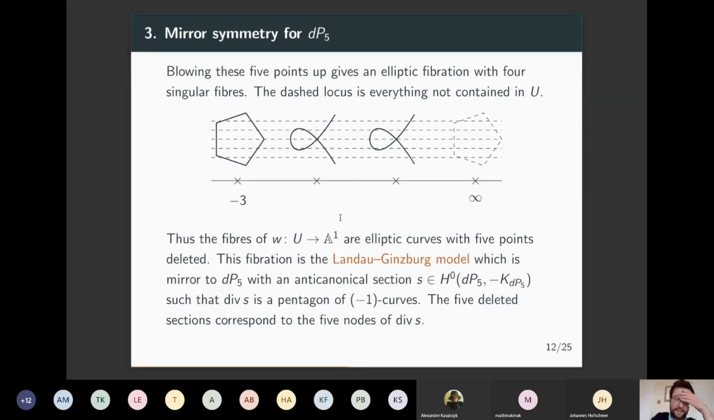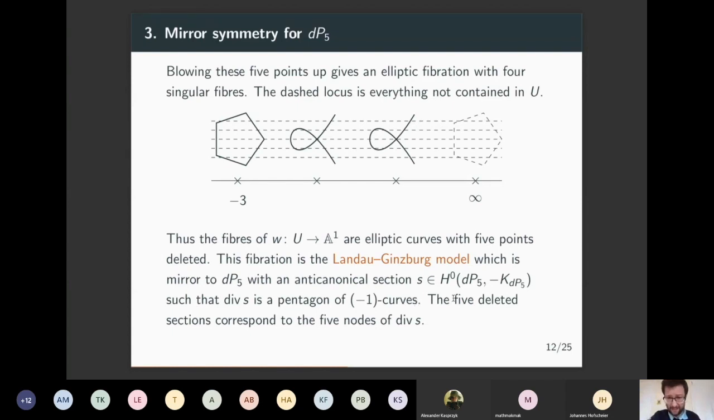And so the conclusion is that this fibration W from U to A1 is a fibration of elliptic curves where each of the fibers has 5 points deleted. So this fibration of elliptic curves is supposed to be what's called the mirror of dP5. So it's a Landau-Ginzburg model. That means it's essentially a fibration of elliptic curves, or quasi-projective elliptic curves in this case. And the fact that there are 5 sections missing from this fibration, there are 5 points on every elliptic curve that have been deleted, these 5 points actually are the 5 torsion points. So the fact that they've been deleted is something to do with the fact that this is supposed to be mirror to a del Pezzo of degree 5 with an anti-canonical section, such that the divisor of zeros of this thing is a pentagon of -1 curves.